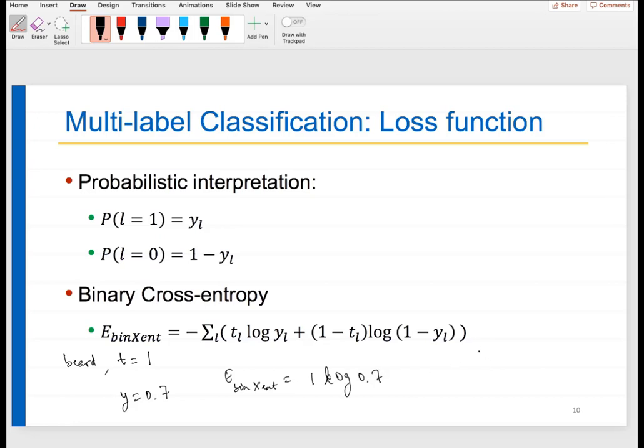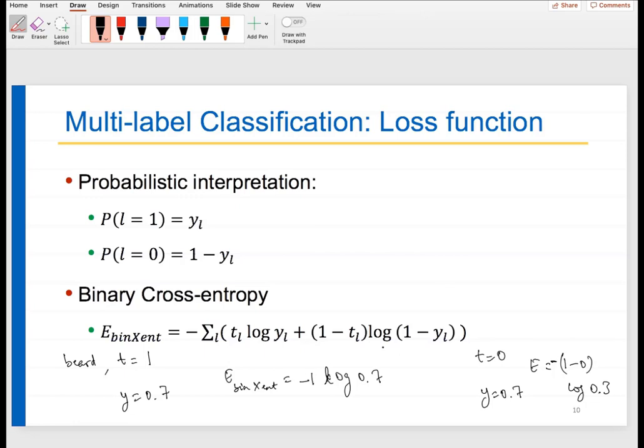Let us consider another example. Let's say beard is not there. So T is equal to 0, and my Y is still 0.7. What will be my E? It will be 0 into, 1 minus 0 times log of 0.3, with a negative sign. Here also a negative sign. Okay, so that's the thing, right?